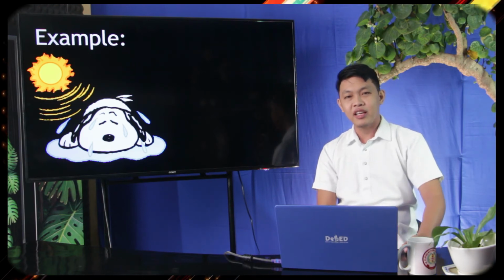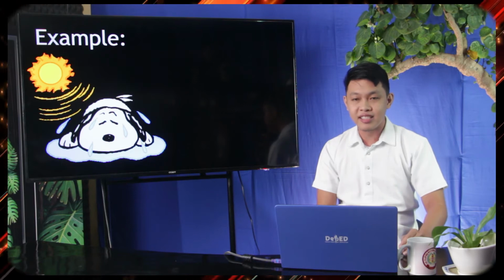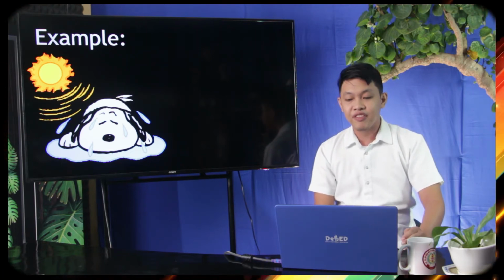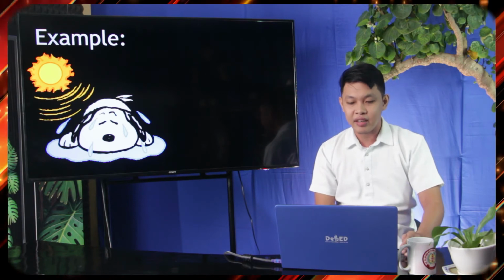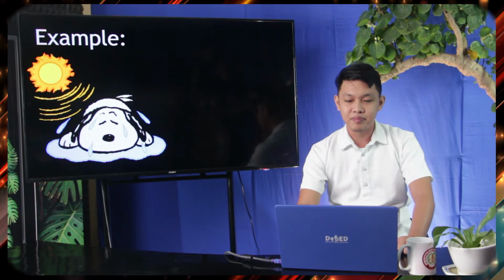As a summary, our receptor in this example is the nerve cells in the skin, the control center is the brain, and the effector is the sweat gland. Did you get it? Let's have another example.